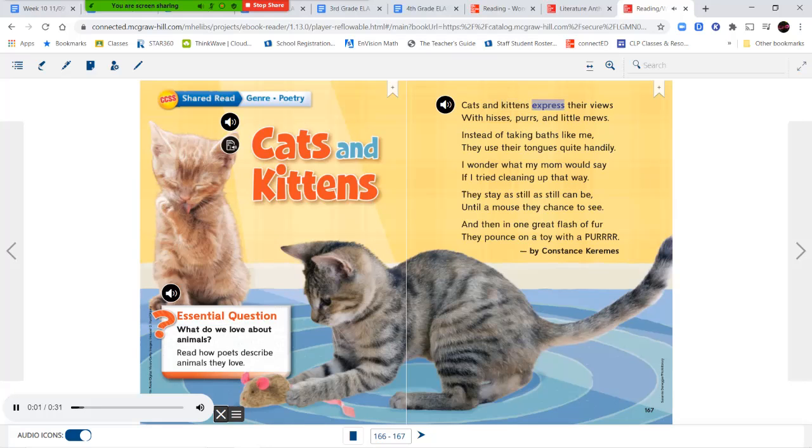Cats and kittens express their views with hisses, purrs, and little mews. Instead of taking baths like me, they use their tongues quite handily. I wonder what my mom would say if I tried cleaning up that way. They stay as still can be, until a mouse they chance to see, and then in one great flash of fur, they pounce on a toy with a purr. By Constance Kermes.